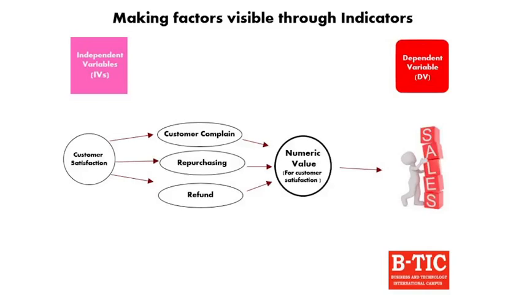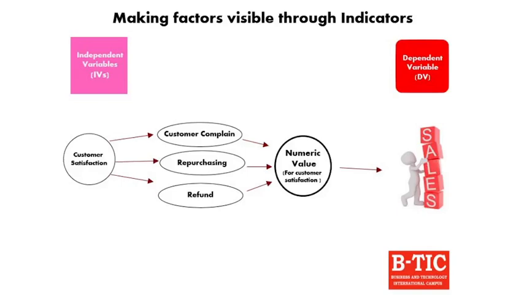Number one is the customer complaints, how many complaints a customer makes, and the repurchasing, how much amount a customer spends in your company to do repurchasing again and again, and then how much refund you make for a customer. You can get all of this in numbers or in sterling, and these indicators will give you the numeric value of your customer satisfaction.